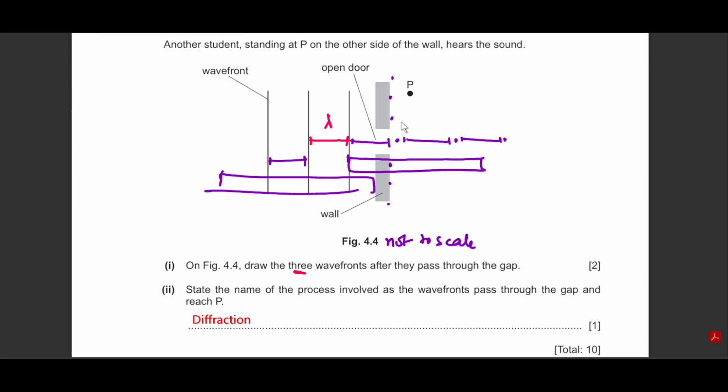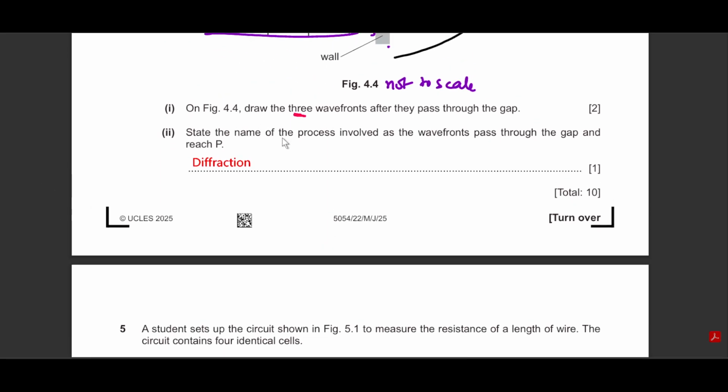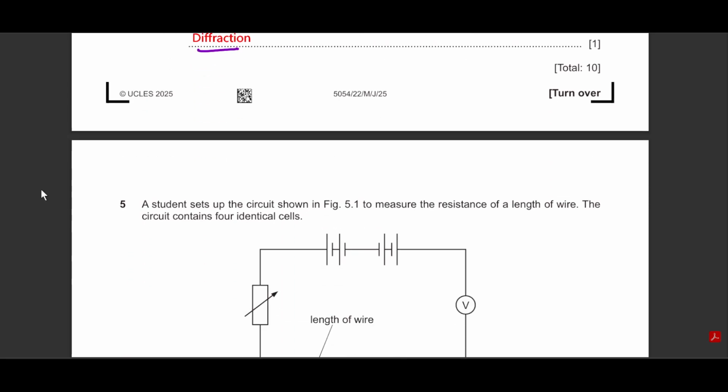Then you just cross all the points like this, and like this. Of course, this is not very accurate. I would use a compass for this. But notice that the gap between the wavefronts and waves should be exactly the same as this one, because diffraction does not change the wavelength. It's only the refraction that can do that because of the change of medium. He says the name of the process involved, that's diffraction.